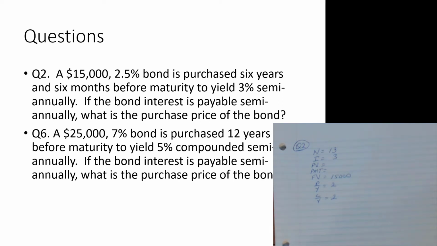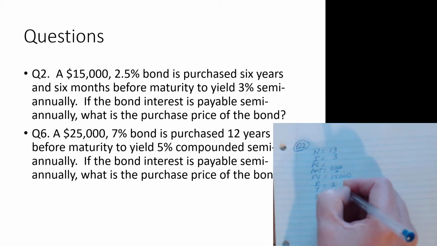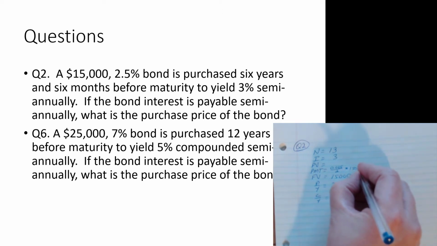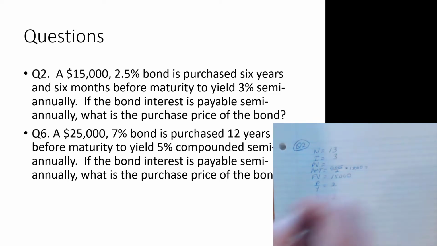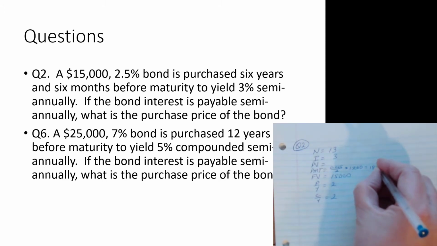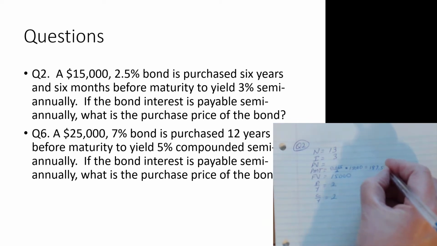Now, we have a 2.5% bond, so 0.025 divided by 2 because there are 2 payments per year, times the face value of the bond. We can punch that through and get the coupon payment. Once we have that, we can then solve for the purchase price. So we plug in a little bit of math here, and we get about $187.50 as the coupon payment.